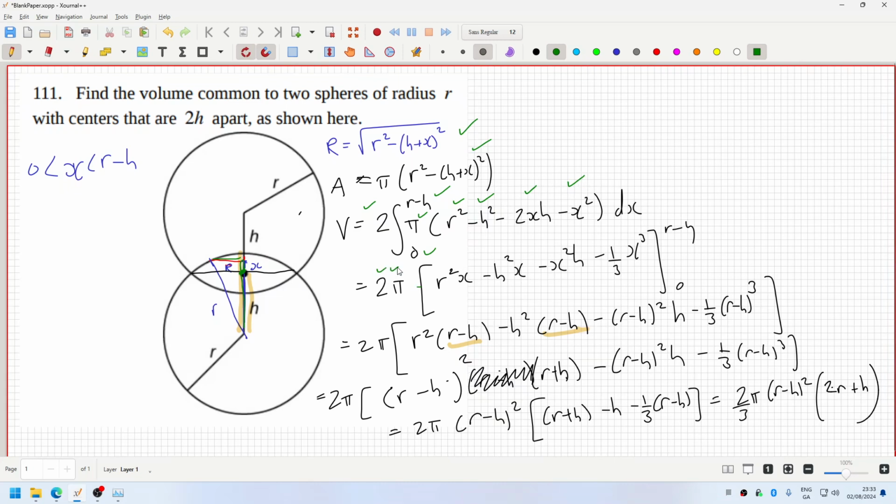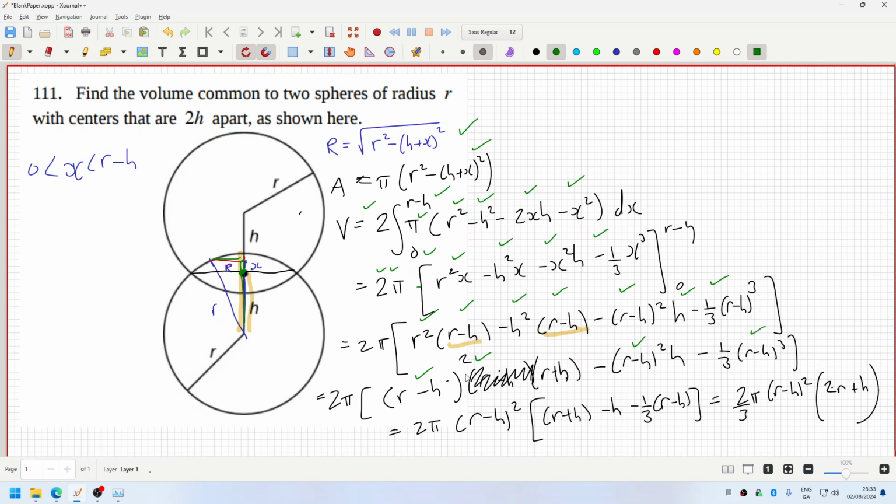So take the 2 pi out, r squared x minus h squared x minus x squared h minus x cubed over 3. Put in 0, doesn't matter, so just put in the r minus h. r squared times r minus h, minus h squared times r minus h, minus r minus h squared times h, minus 1/3 r minus h cubed. r minus h, r minus h comes out, and you're left with r squared minus h squared, which is r plus h, r minus h, which makes the square there. That's the first two taken care of, minus r minus h squared h.